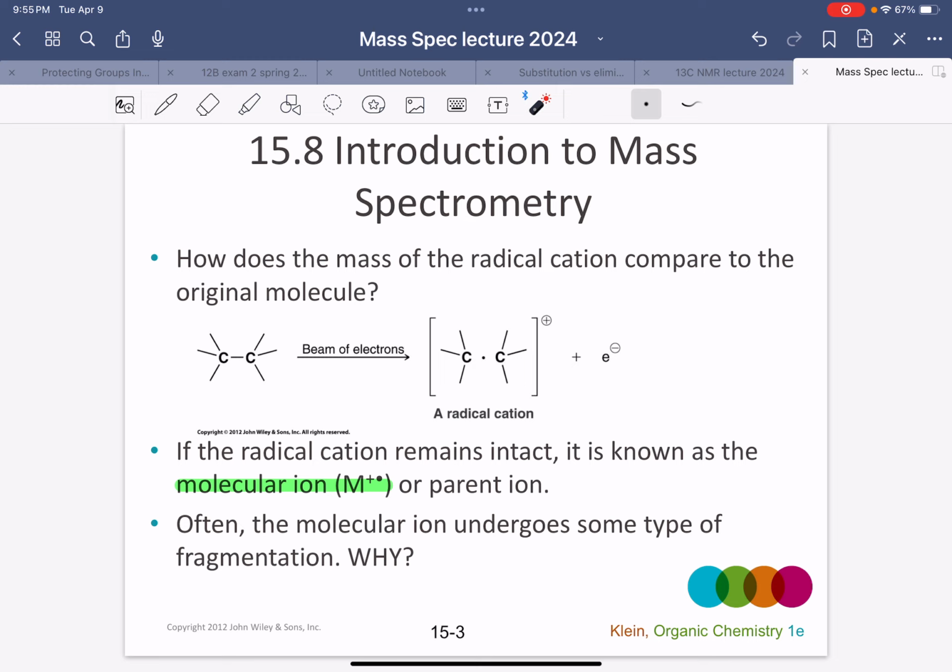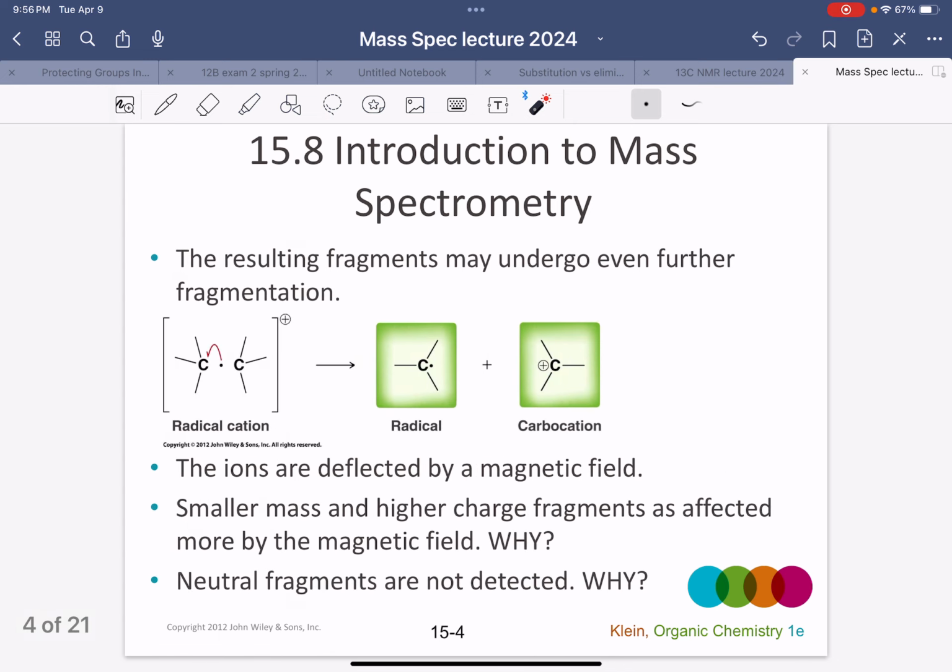Now often the molecular ion undergoes some type of fragmentation. Why would that be? Well, just take a look at it. I now have my two halves of this molecule held together not by a pair of electrons in a covalent bond. We don't have that. Instead, we have a single electron that's just ready to fall apart. So often we will get these things fragmenting, and then we can actually detect the fragments, which is kind of neat. Here's an example. So here we've got the radical cation, that single electron going on to 1 carbon, giving us a carbon radical and a carbocation.